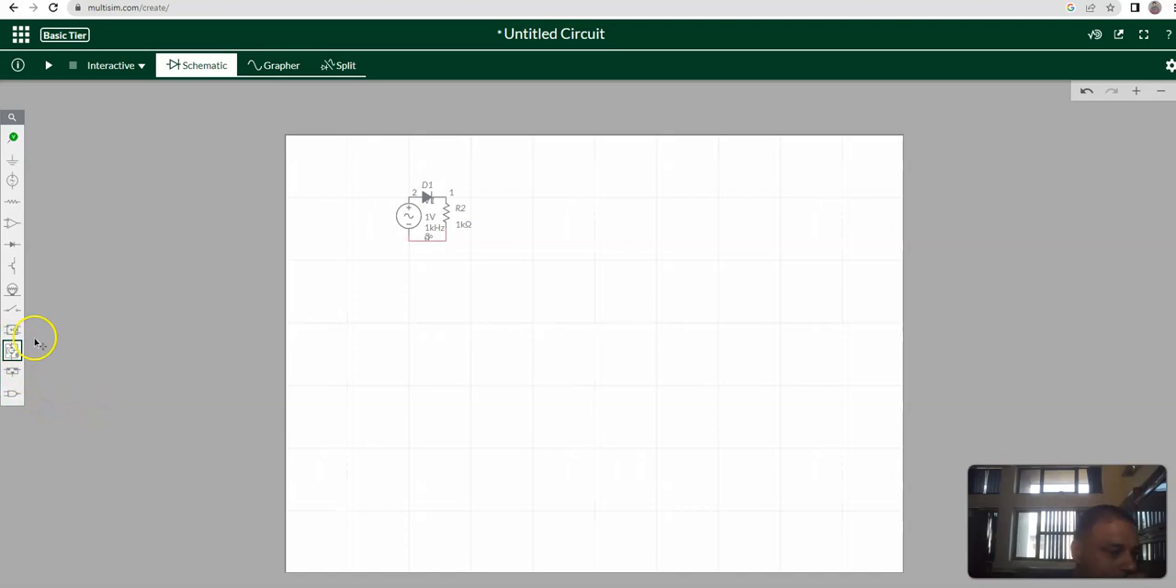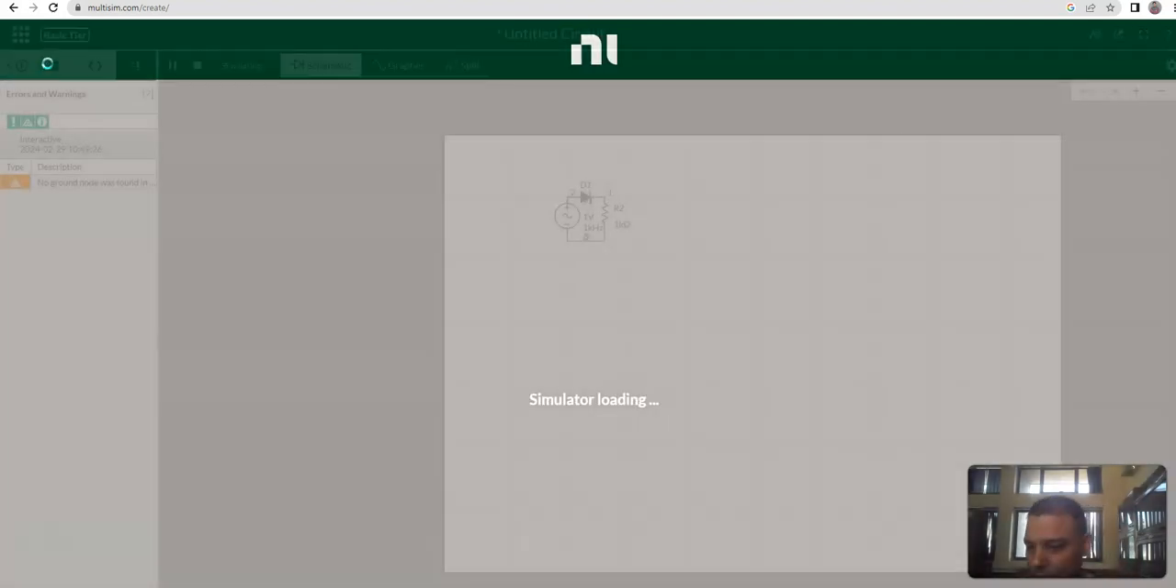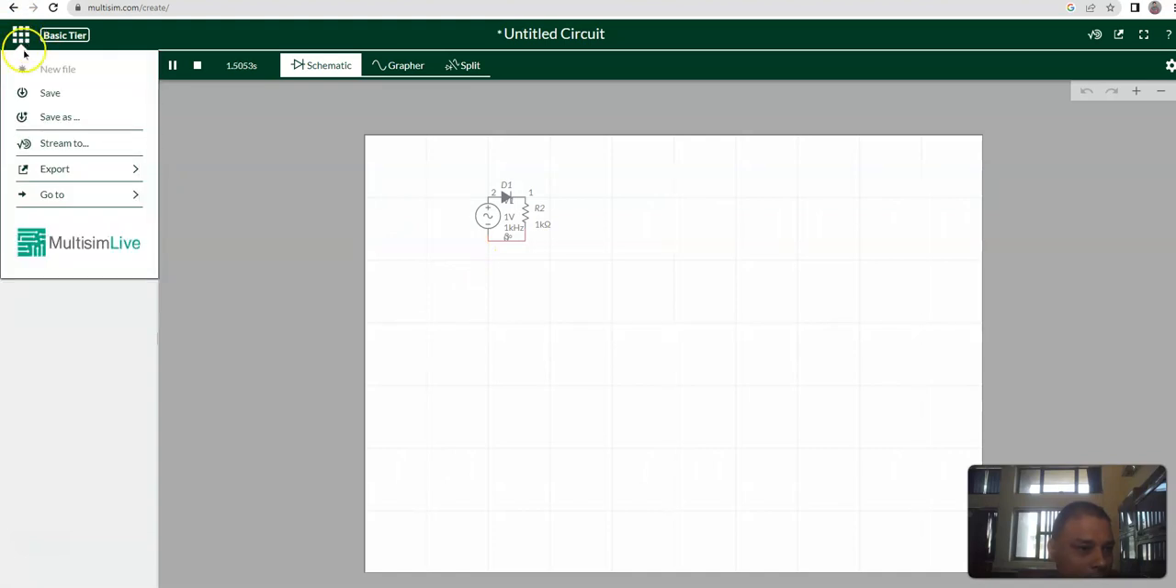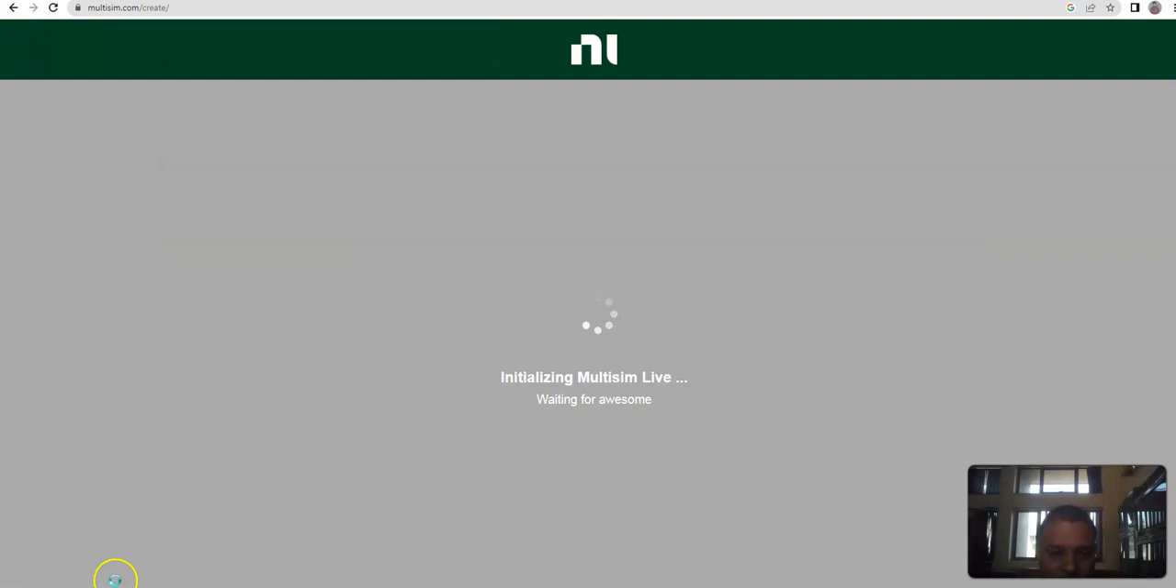Let us see what will be the output if we run it. Simulator loading. No ground node is there. Okay, so ground node is necessary. So we are initializing MultiSIM again.